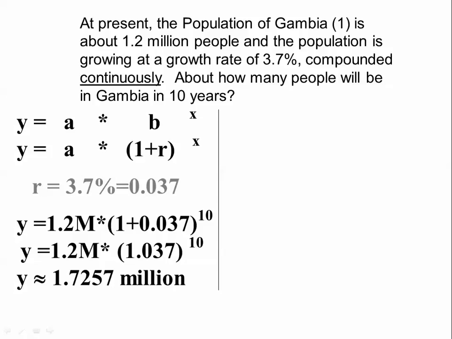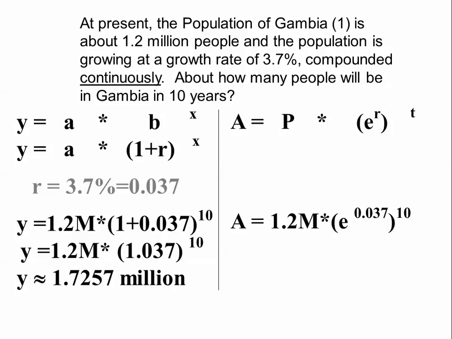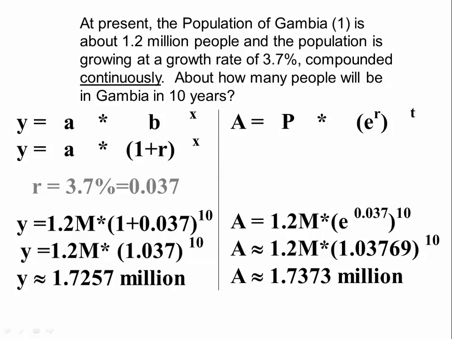Now, let's do the same problem using the continuous model. We should get approximately the same thing with a slightly larger population. A is equal to P times e to the r times t, substituting 1.2 million in here, and r is 0.037. Remember that e to the 0.037 must be approximately 1.037, and it is. So using this model, we get a slightly bigger population, 1.737 million.